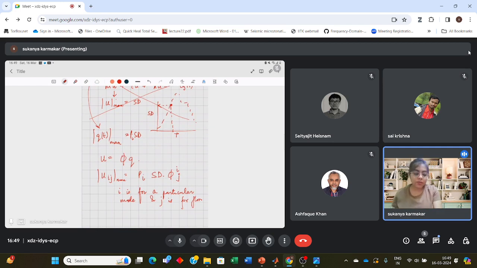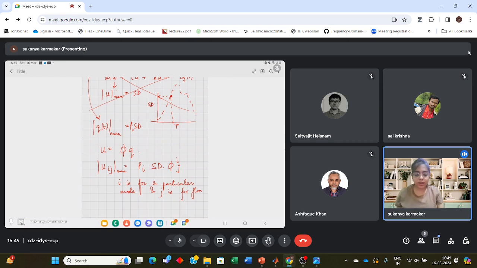Now, you have the maximum values for the various modes, for the first mode, second mode. How will you combine them? There are various methods like SRSS, which is square root of sum of squares. I forgot this full form when I was discussing this 5 minutes back. Square root of sum of squares, and the CQC method.